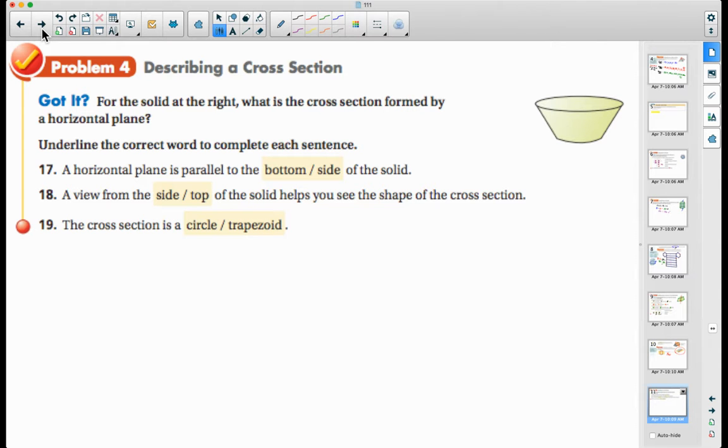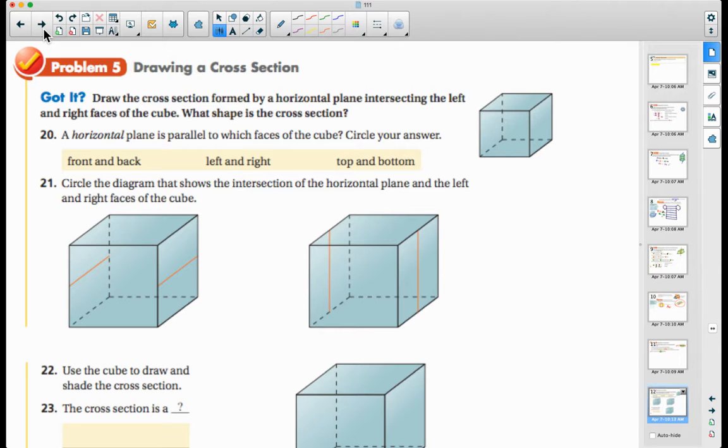So a horizontal plane is parallel to the bottom or the side. Well, it's going to be parallel to the bottom. The view from the side or the top of the solid helps you see the shape. What's the view from the top, right? Okay, so if I do a horizontal plane through here, so that plane right there, what is the shape? What is that shape going to be? That shape is going to be a circle. Okay? All right, excellent.